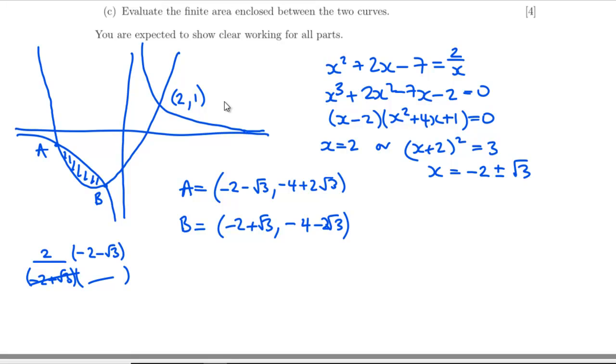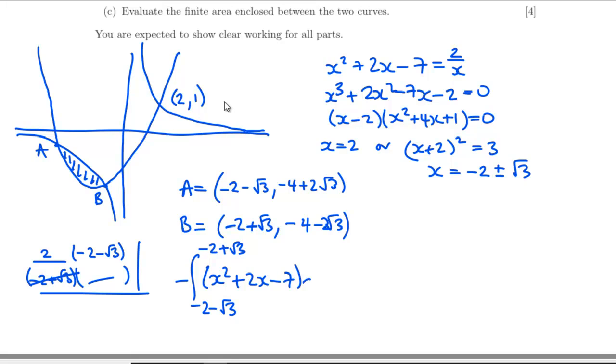Anyway, so with this, let's set out the integral first of all. We're going to have these areas are going to be negative. So let's take the bigger magnitude area is going to be the quadratic. But we'll make that negative to make it positive, if that makes sense. So we're still going from minus 2 minus root 3 to minus 2 plus root 3. And that's going to be our x squared plus 2x minus 7 dx.